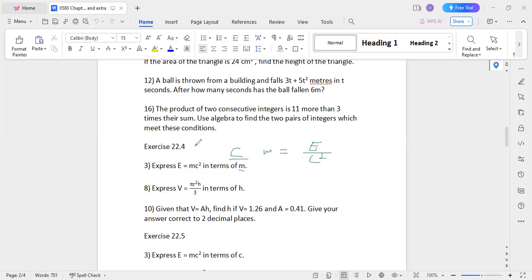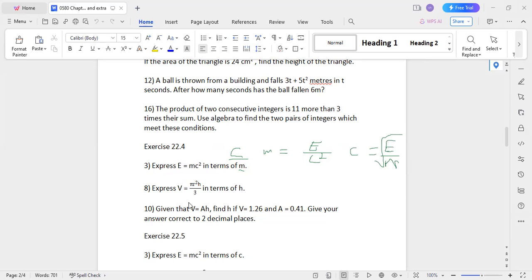Okay, how would we work this? Express C squared first. C squared is equal to E over M first. Then your C is equal to the square root, after you remove the square from it. C is equal to the square root of E over M.